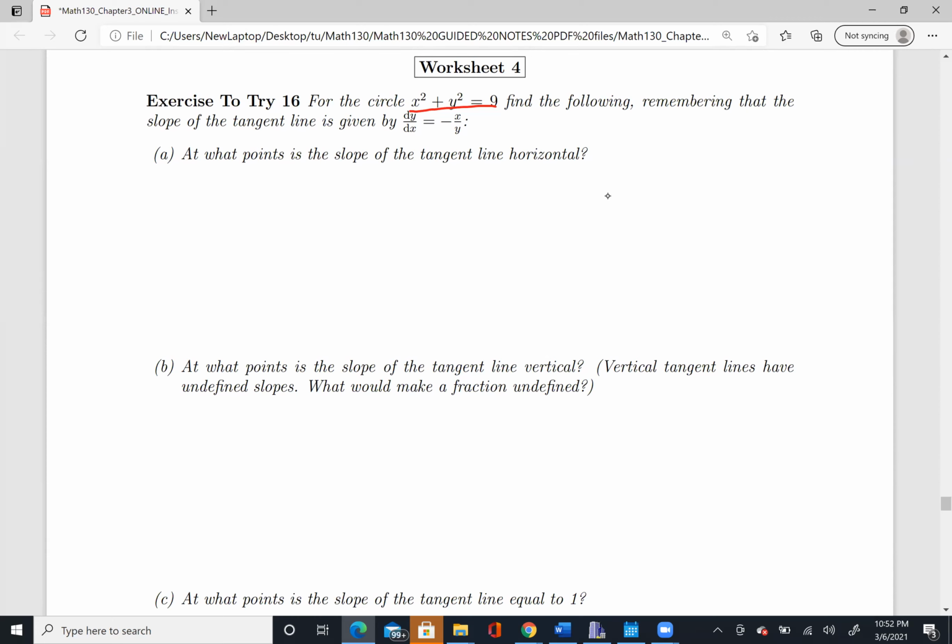According to the example above, the tangent line slope is given by dy/dx equal to negative x over y. So the question here is, at what point is the slope of the tangent line horizontal? Remember that a horizontal tangent slope means dy/dx equal to 0, right? So from there, what can you do? That's my hint for this problem.